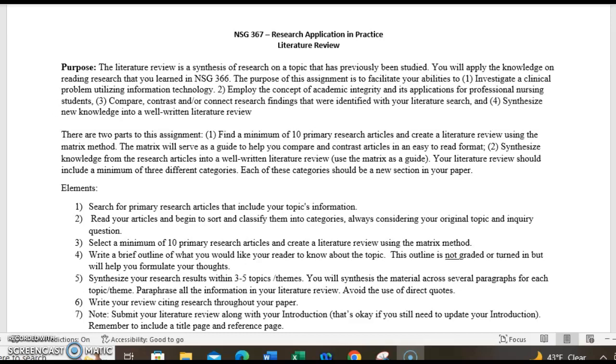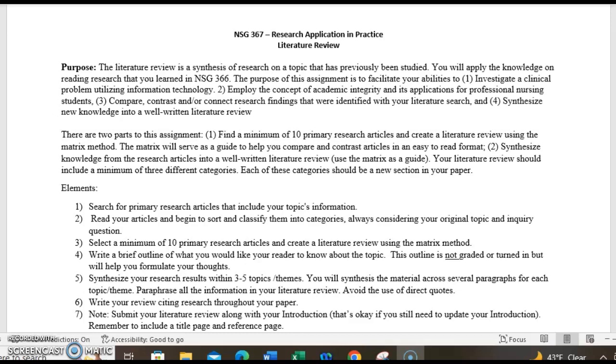So let's take a look again at the elements. For the literature review, it will be important for you to search for primary research articles that include your topic's information and specifically answer your clinical question. All right? And again, primary research articles. So we want to refrain from using review articles or opinion articles.